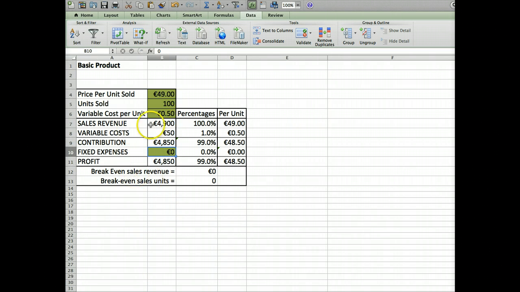You can see straight away the sales revenue based on this would be 4,900 euros of income. The variable cost overall will cost you 50 euros to achieve that income, and the contribution to the business, which is the amount of money you would get back after taking out the cost of goods, would be 4,850. You can see that percentage-wise too. There's a 100% starting point, 1% is spent on cost of goods, and then 99% remains.